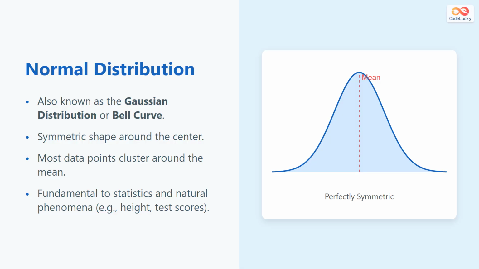Before we dive into the rule itself, we must understand the shape of the data. A normal distribution, often called a bell curve, is perfectly symmetric. In this type of distribution, most of the data points are clustered near the center, tapering off equally on both sides. This pattern appears frequently in nature, from human heights to exam scores.